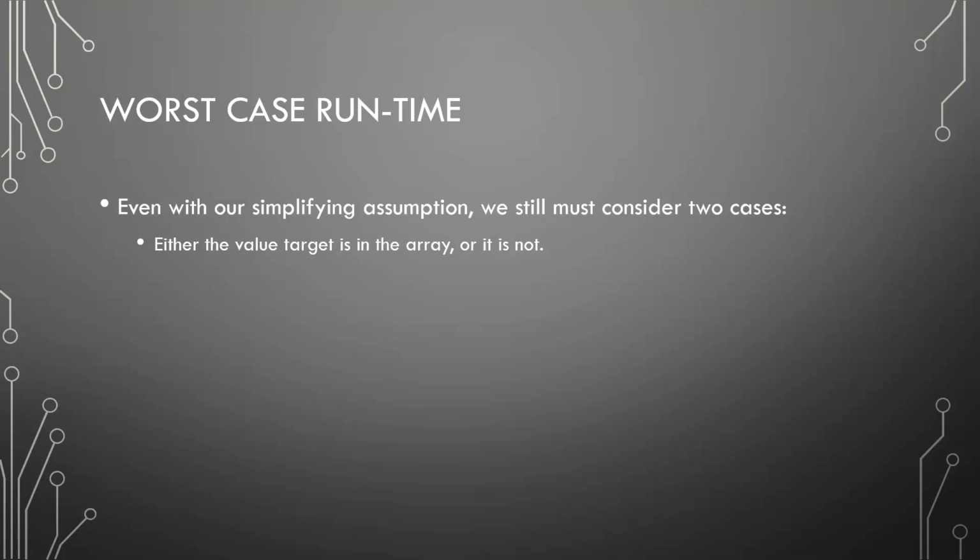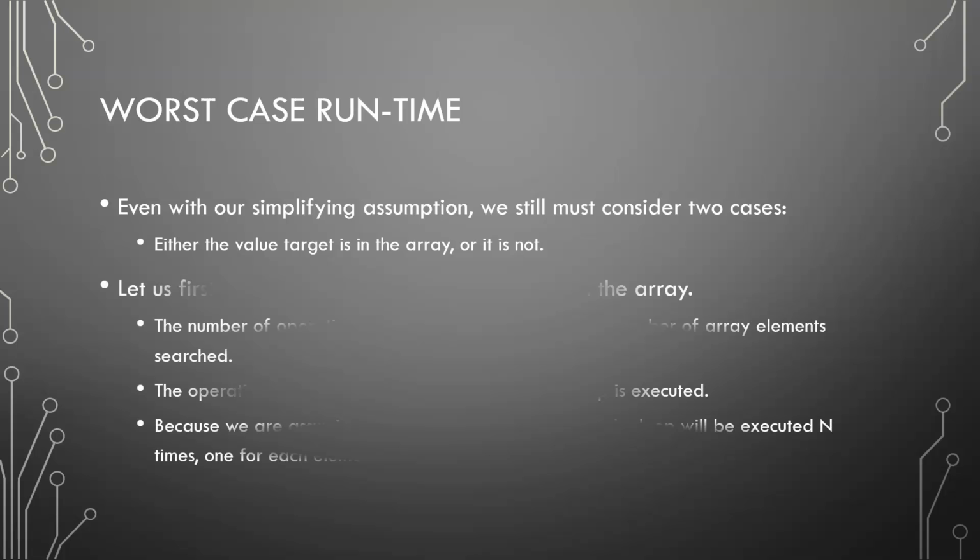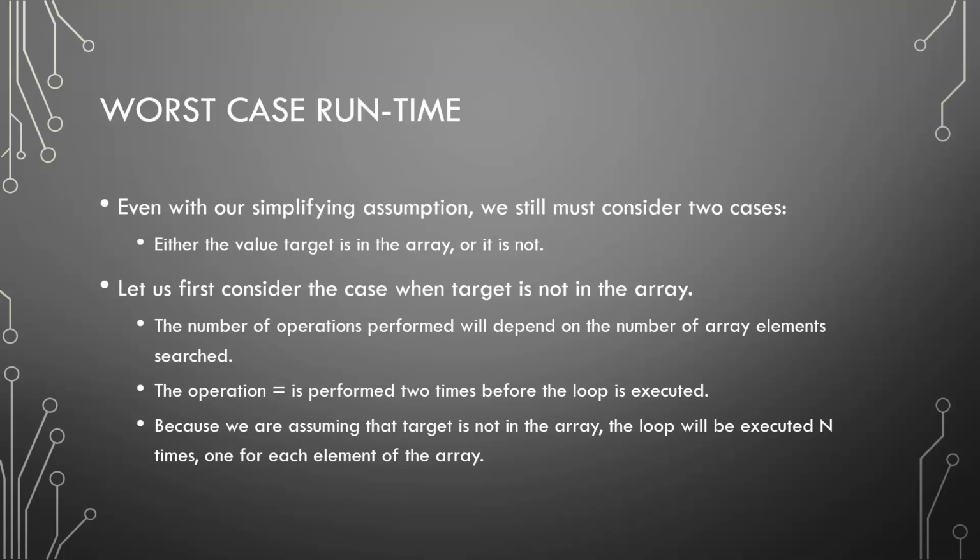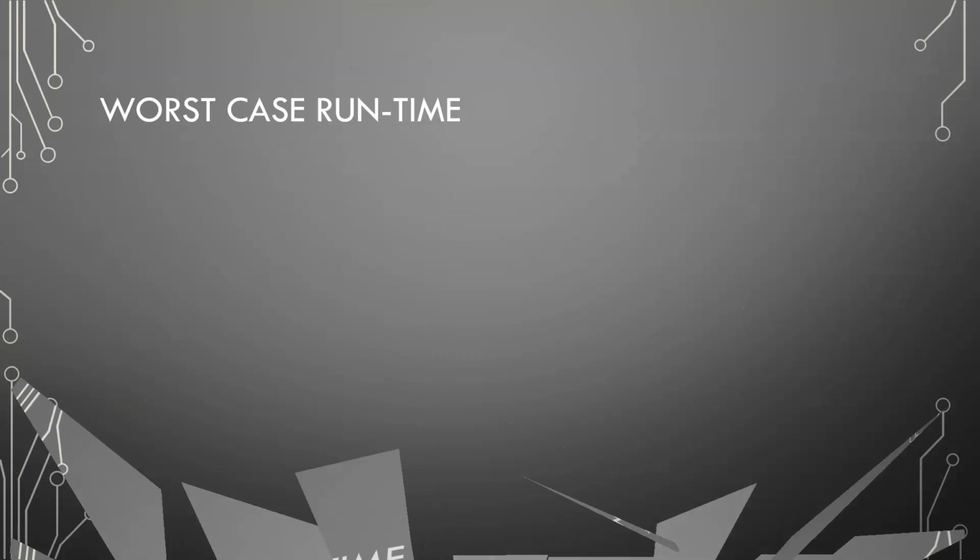Now, even with this simplifying assumption, there are still two cases to consider: either the target value is in the array, or it is not in the array. So let's first consider the case when the target is not in the array. The number of operations performed will depend on the number of array elements searched. The operation equals is performed 2 times before the loop is executed. Because we are assuming that the target is not in the array, the loop will be executed n times, 1 for each element of the array.